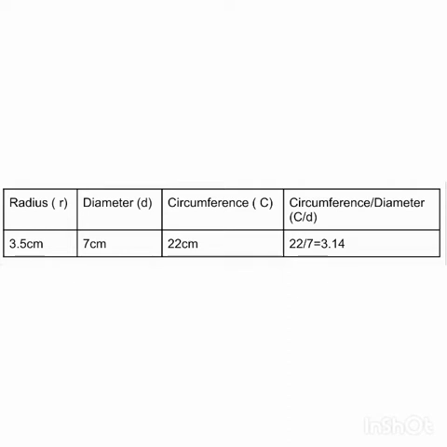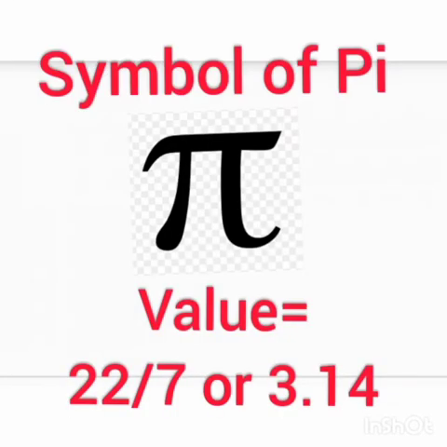So what do you observe? The circumference is always a little more than 3 times the diameter. This ratio is constant and is denoted by the symbol pi. Its approximate value is 22 by 7 or 3.14.